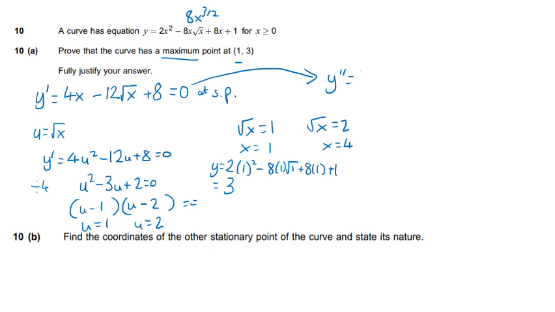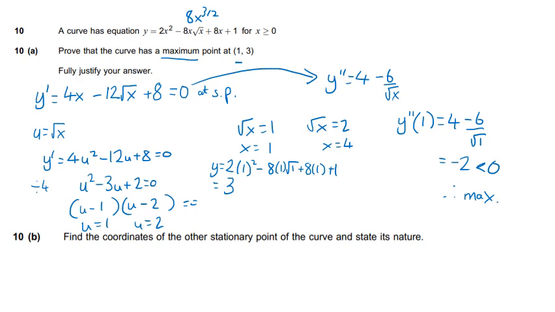So 4x differentiates to 4. Minus 12 root x, so 12 minus 12 to the half. That's minus 6x to the minus a half, so it's minus 6 over root x, and then 8 differentiates to 0. And then we just need to evaluate this at our critical point x equals 1. So we get 4 minus 6 over root 1, which is minus 2, which is negative, so therefore it is a maximum point.